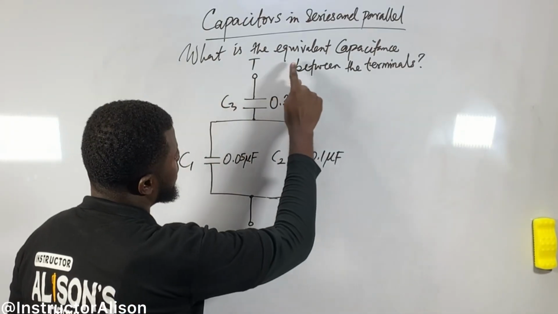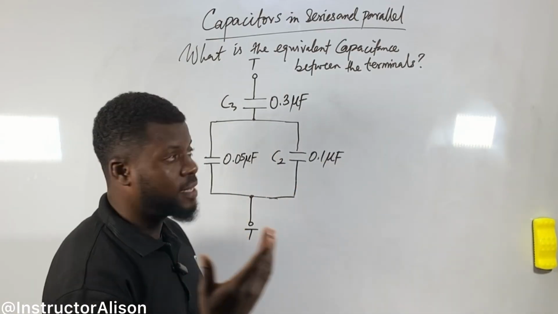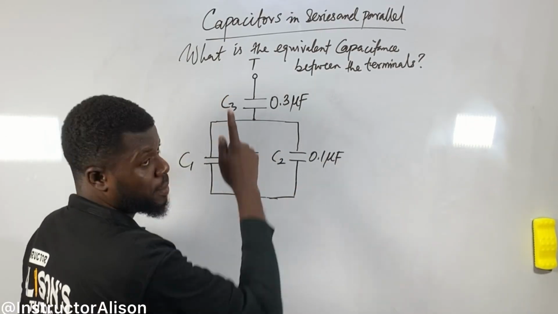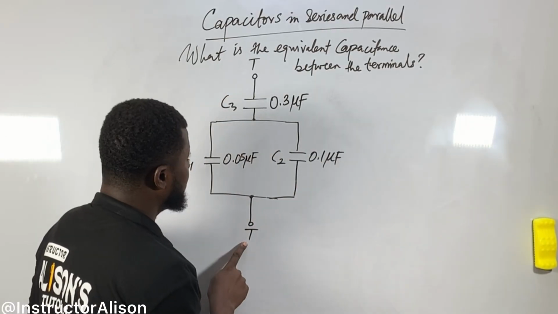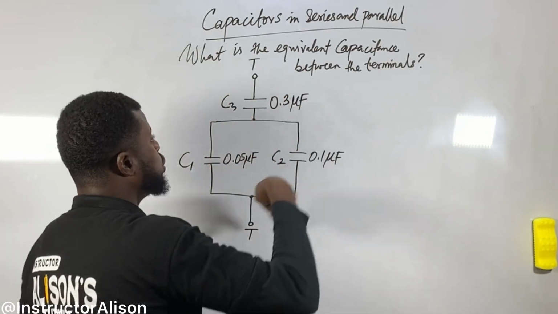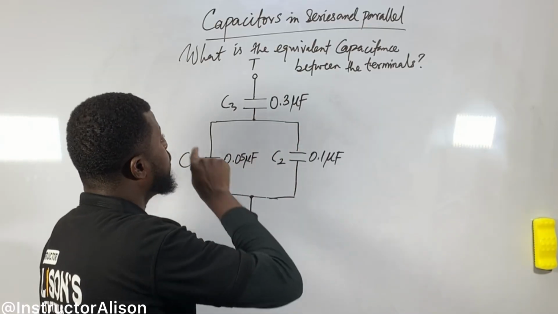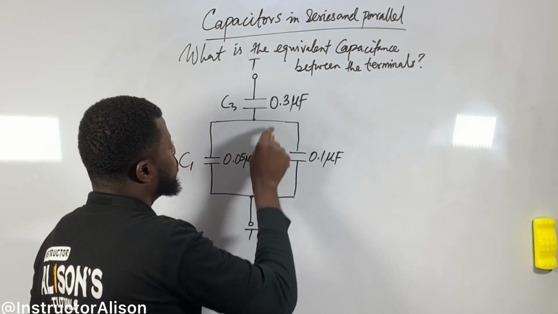What is the equivalent capacitance between the terminals? Which one be terminals? See this one. T represents terminals. This one are terminals. Between these terminals, what is the equivalent? Equivalent means the total capacitance of all these capacitors where they are.